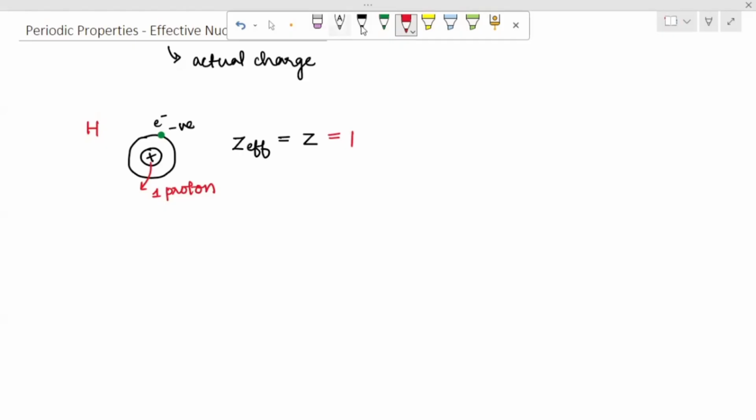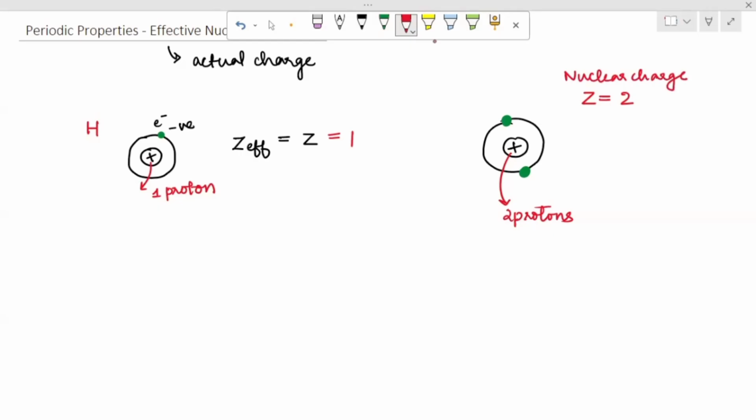Now let's move to another case, when you have helium. In helium, you have two electrons and two protons. So the Z value is equal to 2 because it has got two protons. Z is just the nuclear charge, corresponding to the number of protons, and that is just 2. But here, the effective nuclear charge is not equal to the total nuclear charge, which is equal to 2.